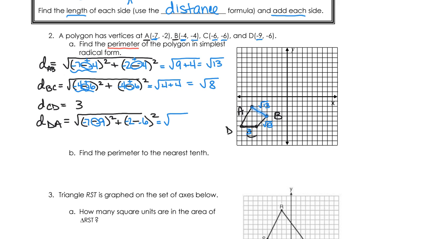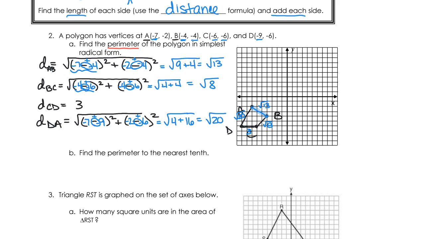This is really -7 plus 9, which is 2, and 2 squared is 4. This one here is -2 plus 6, which is 4, and 4 squared is 16. When you add them together, you get the square root of 20. So we'll put the square root of 20 here. Now we have the lengths of all four sides, and now we can go ahead and add them together.